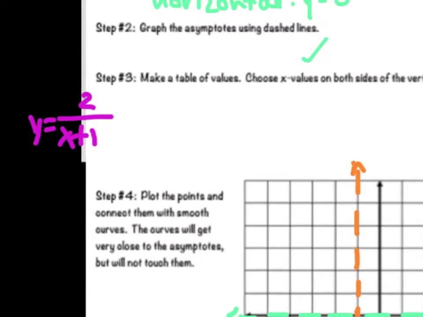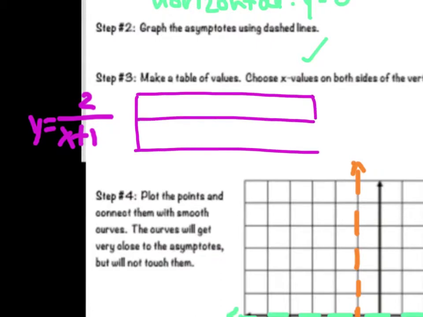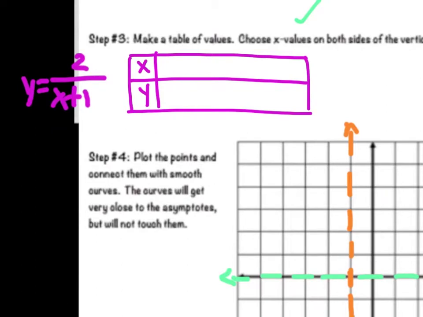So we need to make a table of values. That means we are going to make an xy table. And we are going to have some values within this that'll help us get some input and output values. So thinking about this, I want you to be very careful with the table of values that you choose. Make sure you're picking values that are on either side of your vertical asymptote.